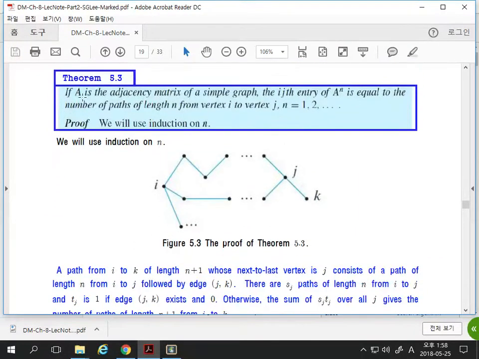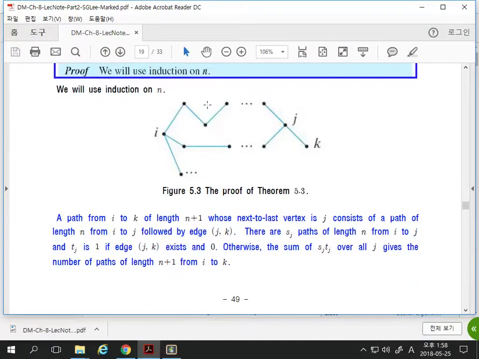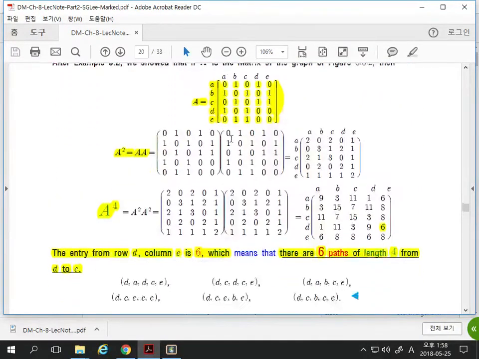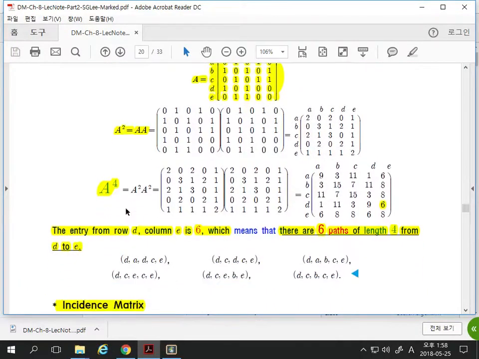Next, if A is an adjacency matrix of a simple graph, then the ijth entry of A^n is equal to the number of paths of length n from vertex i to vertex j. This is what I said that the other example shows. And it can be shown by mathematical induction. And this is another example, A square, A fourth here.